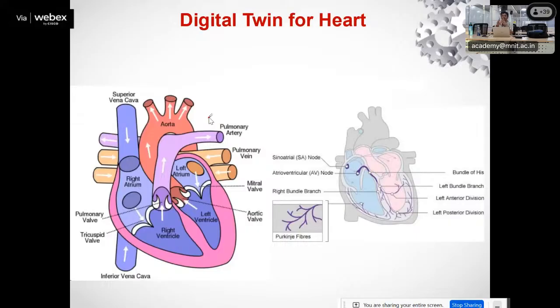Now, if we can have a digital twin of the heart, then I can place that artificial heart inside my body and it will perform the functionality forever. So at least with the help of the digital twin of the heart, nobody can die of a heart attack. Currently many researchers are doing research on developing a digital twin of a heart.